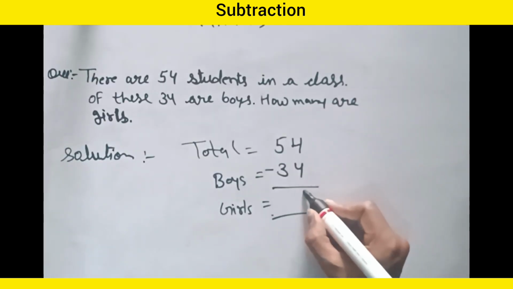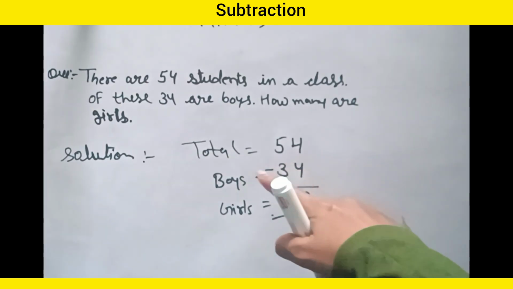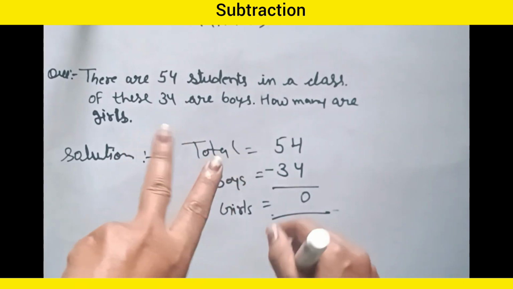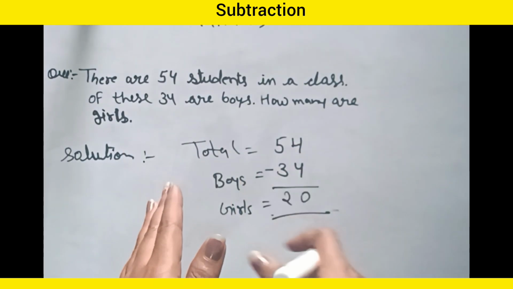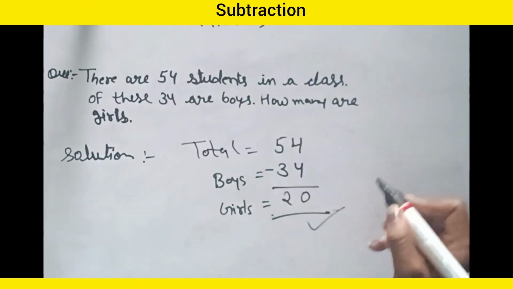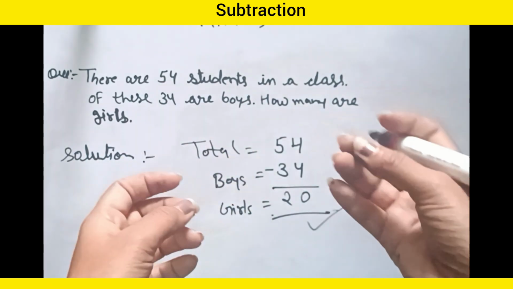4 minus 4 gives us 0, and to subtract 3 from 5, count forward 3, 4, 5. We have 2, 0, 20. All 20 are girls. So our answer is 20. I hope you like this video and it clears your concept.